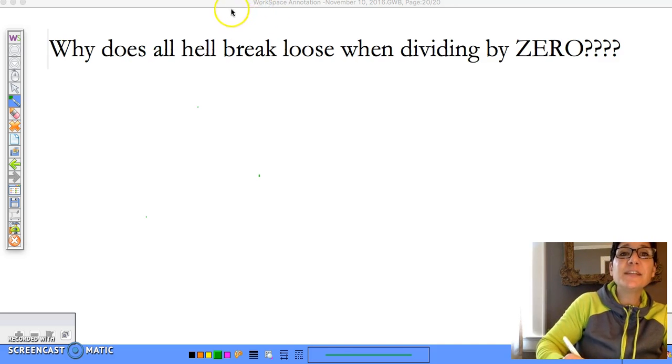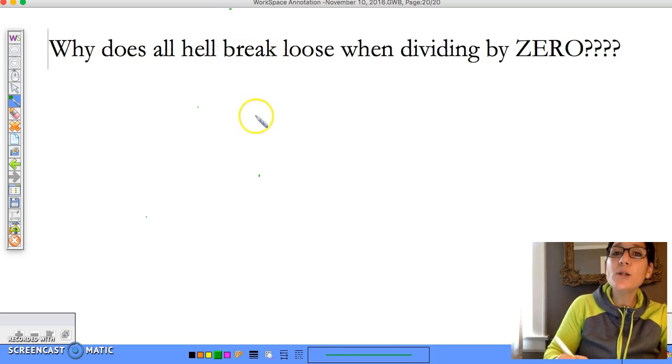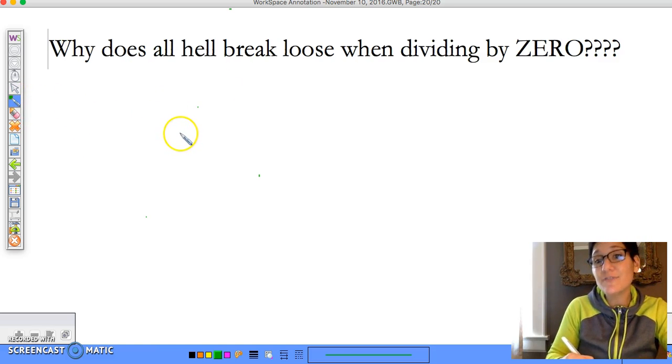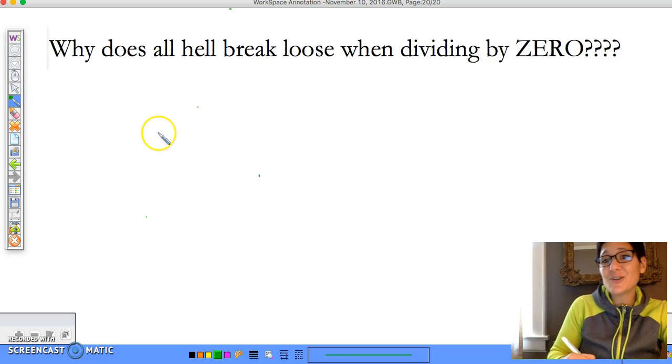The first place I would like to start is, why does all hell break loose when you divide by zero? You're always told that 4 divided by 0 is undefined, or 6 divided by 0 is undefined, but do you really understand why it's considered undefined? That's what I would like to show you today.